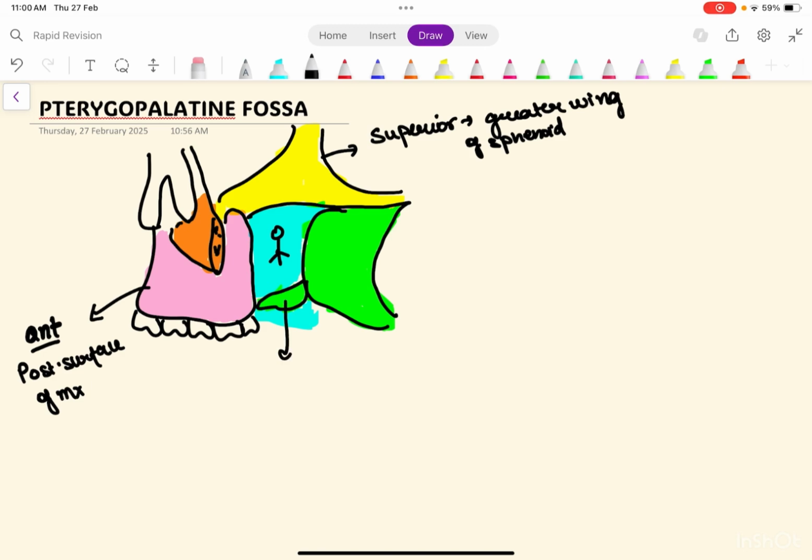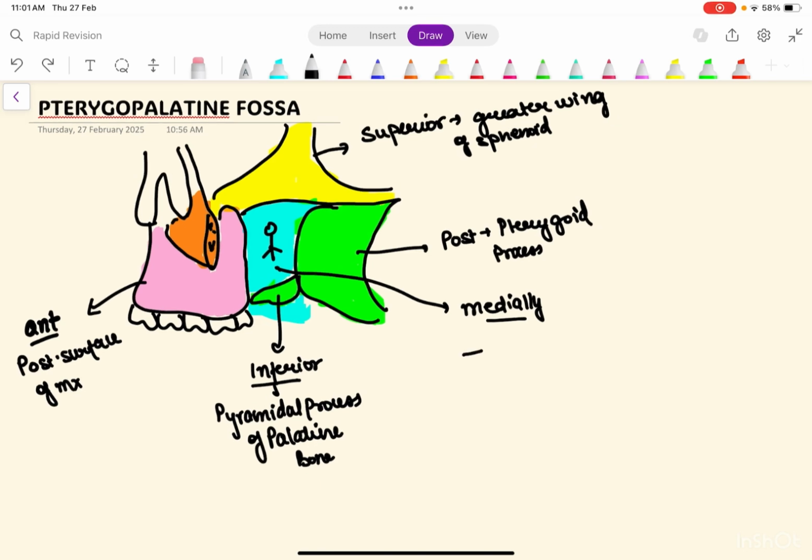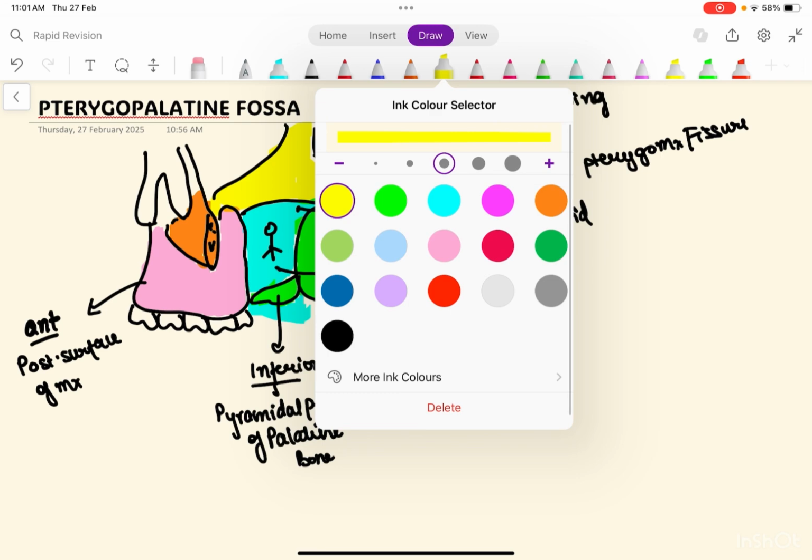Now inferiorly, like downward, this green part is nothing but the pyramidal process of palatine bone. Then posteriorly, this is the pterygoid process. Medially, just give me a second, we will have the perpendicular plate of palatine bone, and laterally you will have the pterygomaxillary fissure. Somewhere here you will have the lateral part, which is the pterygomaxillary fissure.